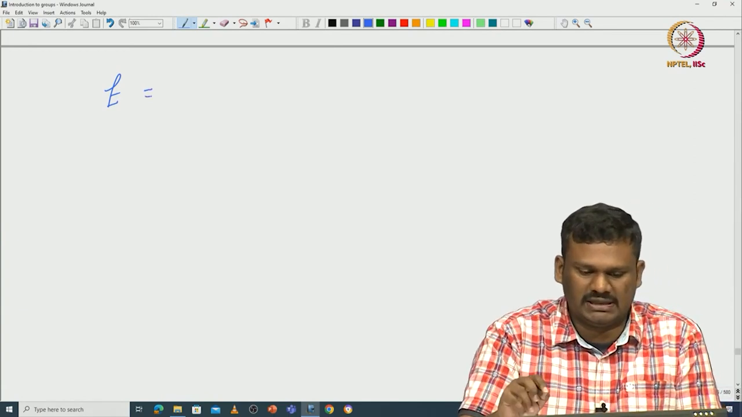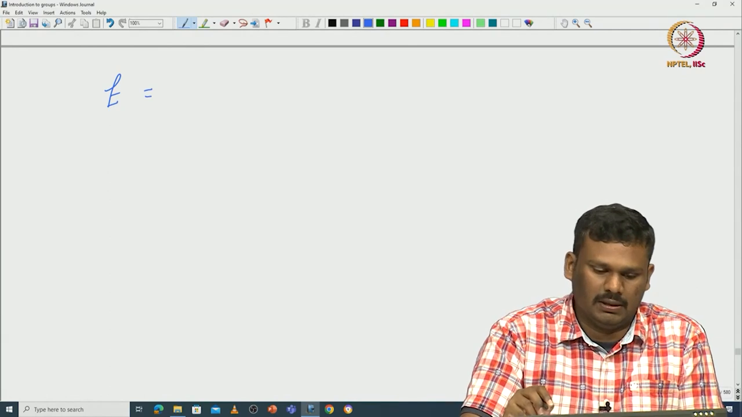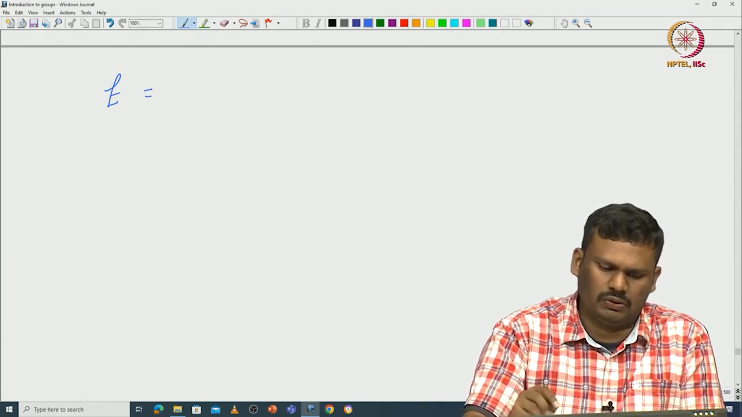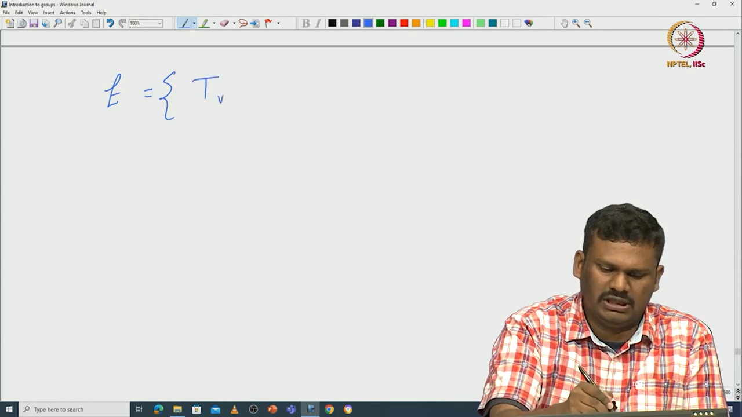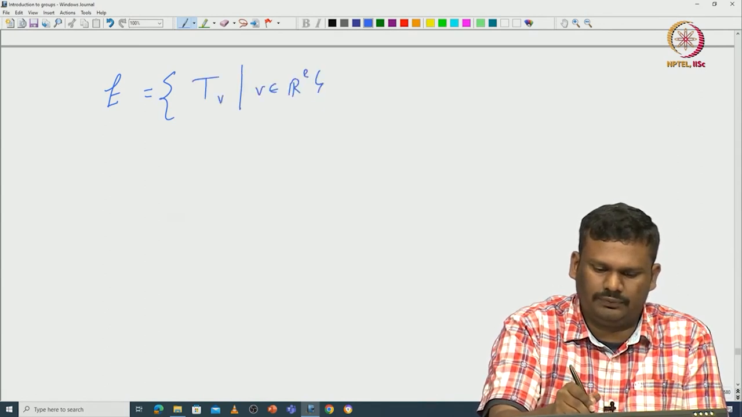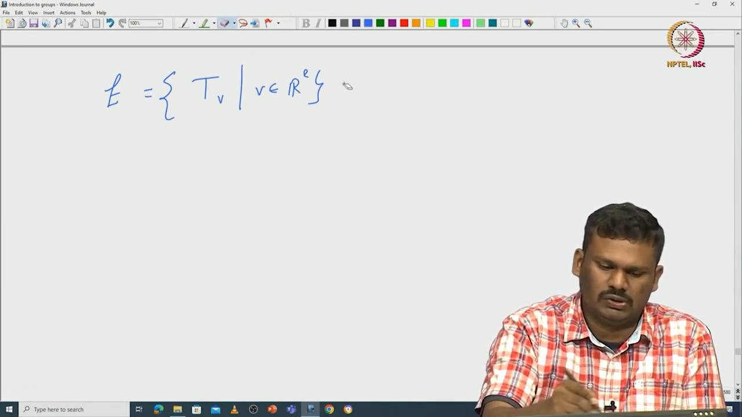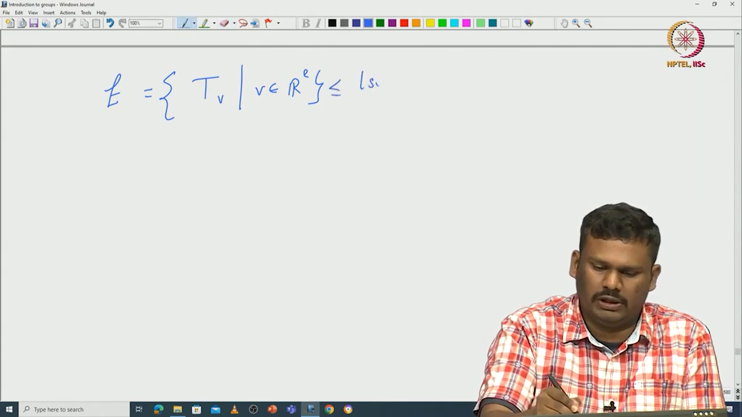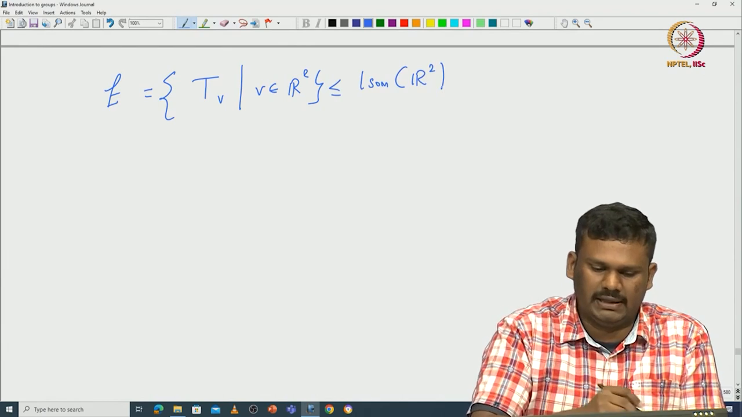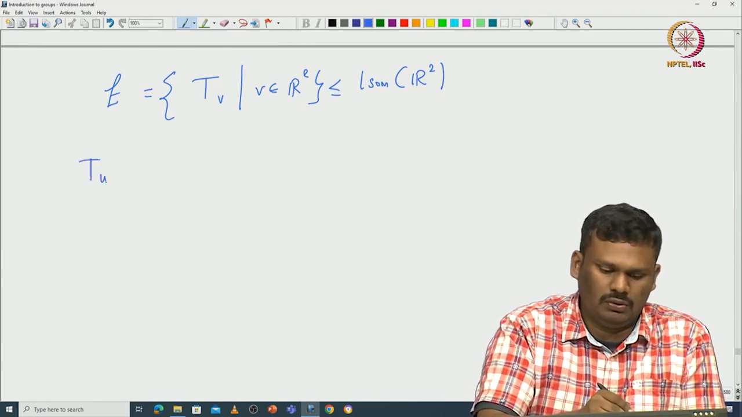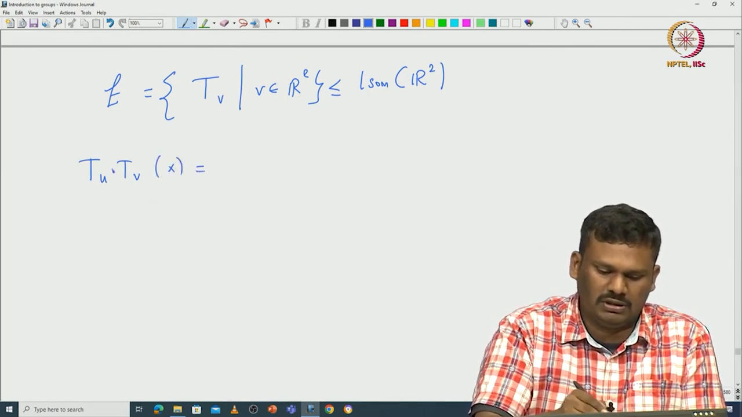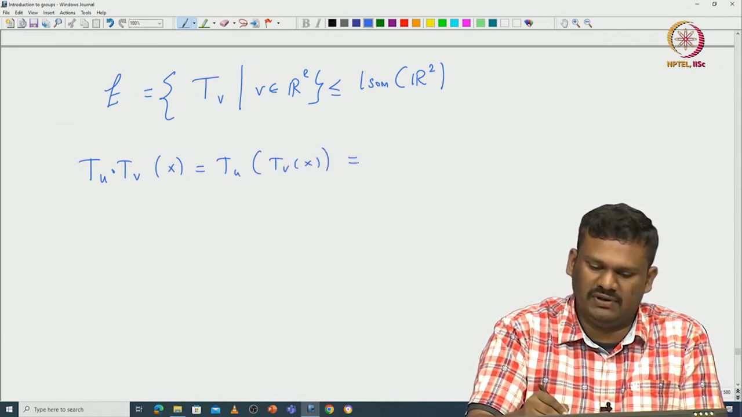Now, we also have this very important group, which we denote by this curly T. These are all the translations of the isometries of R2. By definition, this is T_v where v comes from R2. Note that this is also a subgroup of the isometries of R2. Why is it a subgroup? If you take T_u composition with T_v and act it on x, what do you get? First T_u of T_v of x, but T_v of x is x plus v. So this is T_u of x plus v.